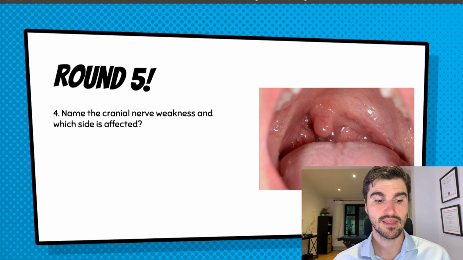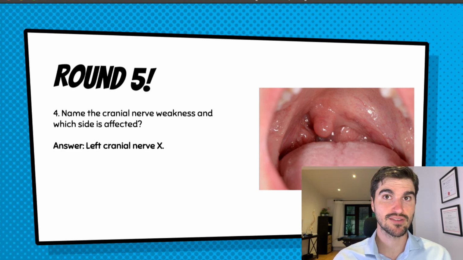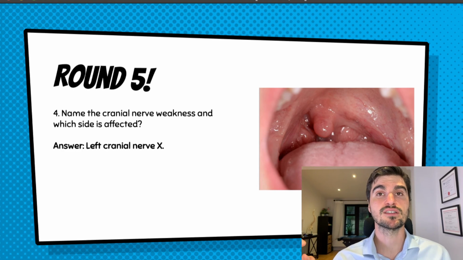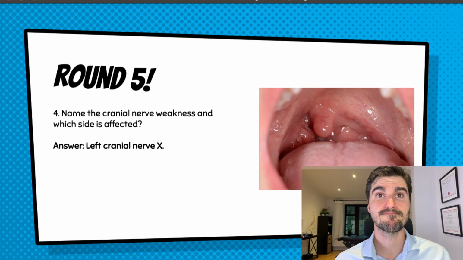So that is a cranial nerve 10 lesion, the vagus nerve, and the problem is on the left. So what you're seeing is the left side is paretic, it's where it's dropped down. The right side is strong, so it's pulling the uvula up towards that side.